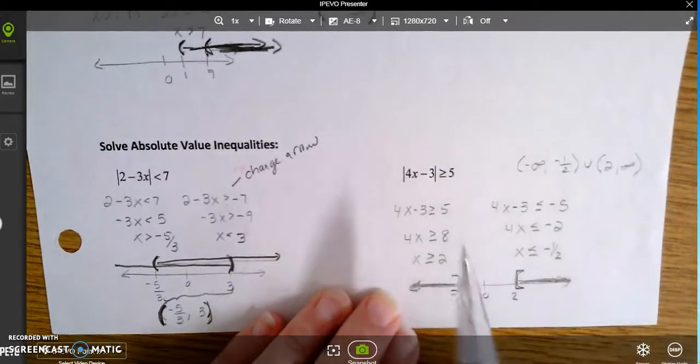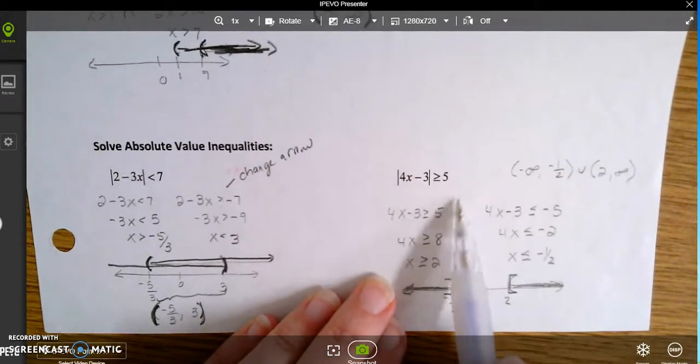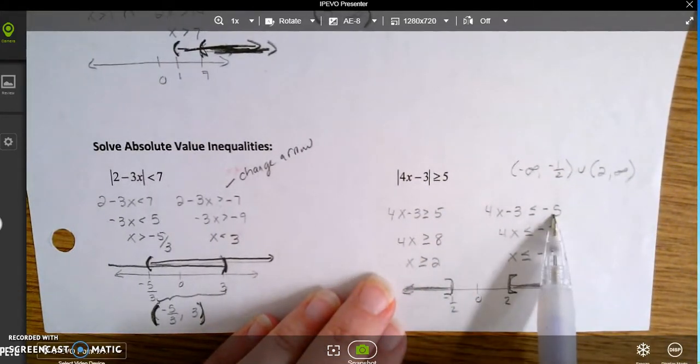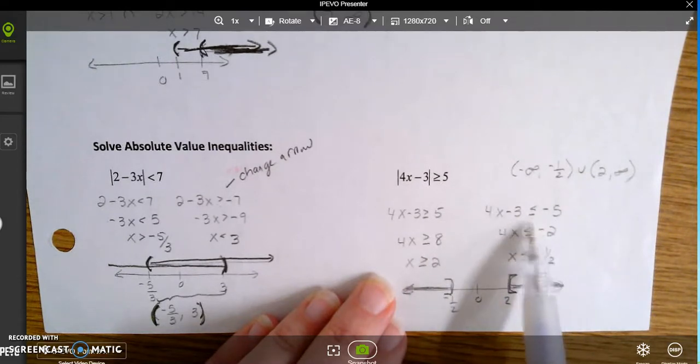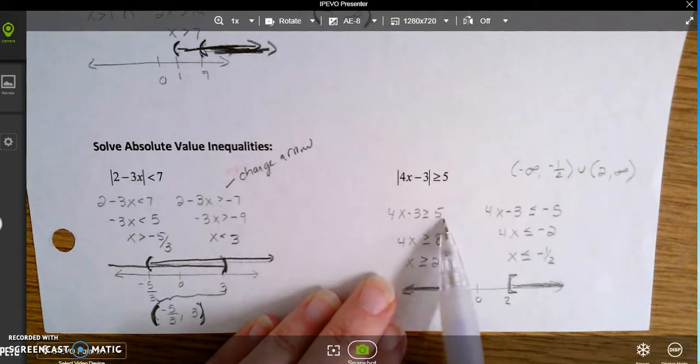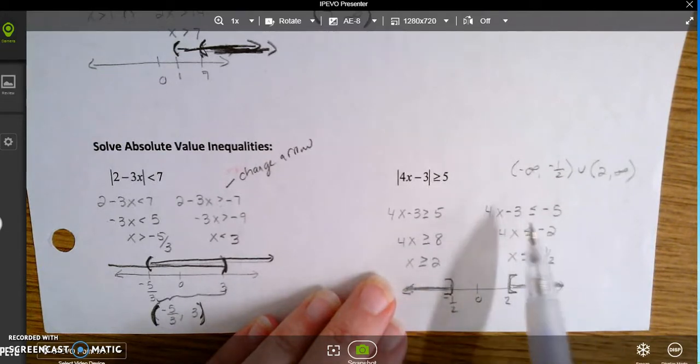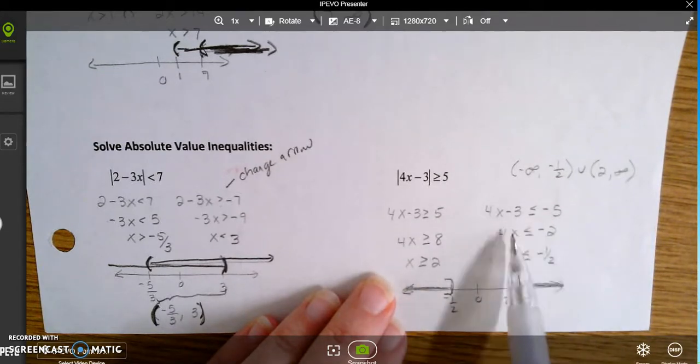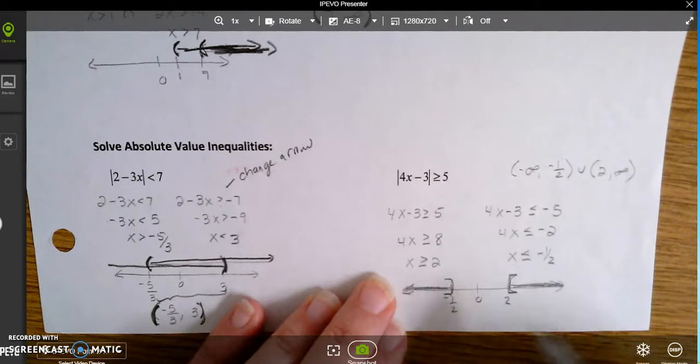All right, here's another one. So again, we're going to set it equal to 5 and negative 5, but I have to remember with the negative to change the direction of the inequality. So I get 4x minus 3 is greater than 5, 4x is greater than 8, x is greater than or equal to 2. And then here I've got 4x is less than negative 2, and then you're going to get x is less than negative 1/2.